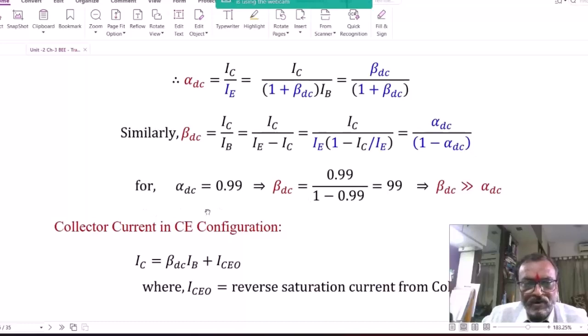For alpha DC of 0.99, since alpha DC is approaching towards 1, very close to 1, beta DC comes out to be 0.99 divided by 1 minus 0.99, around 99. And this indicates that beta is always greater than alpha, and much greater.